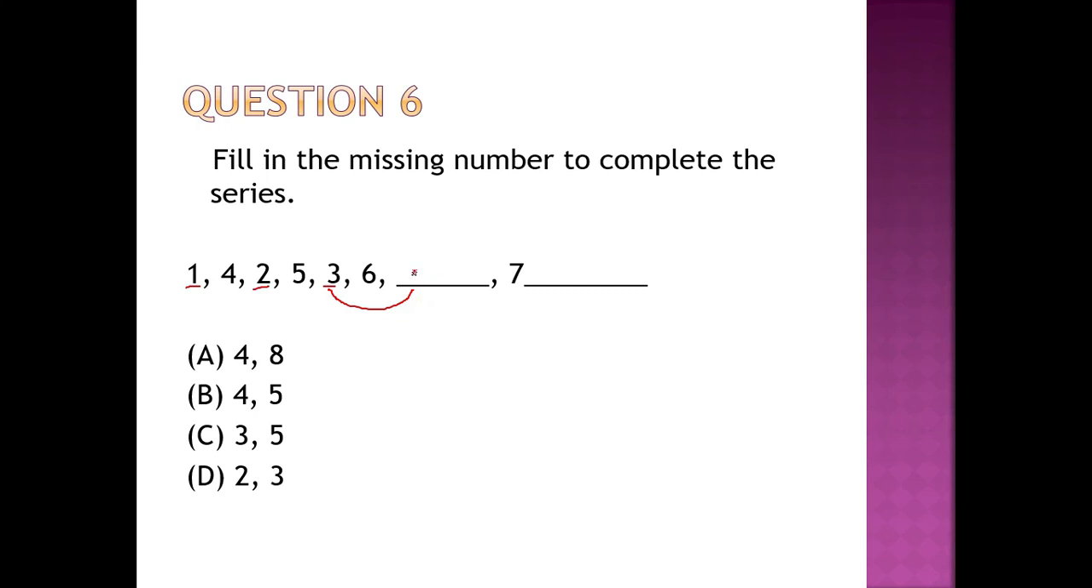That's the next space, so that would be 4. And from here, what will come next? That would be 5, right? So this is fairly simple. So it's 1, 4, 2, 5, 3, 6, 4, 7, 5, and if we add another blank line, what would go there? 8. But it doesn't. So the answer to our question is 4 and 5. So that would be B. Right. Let's move on.